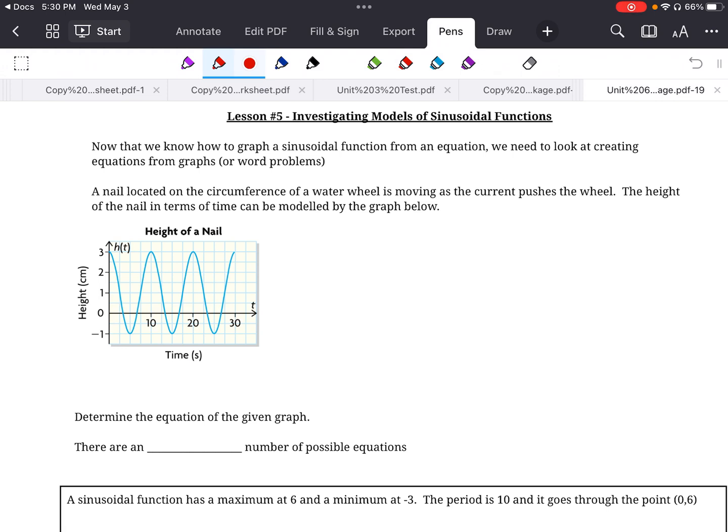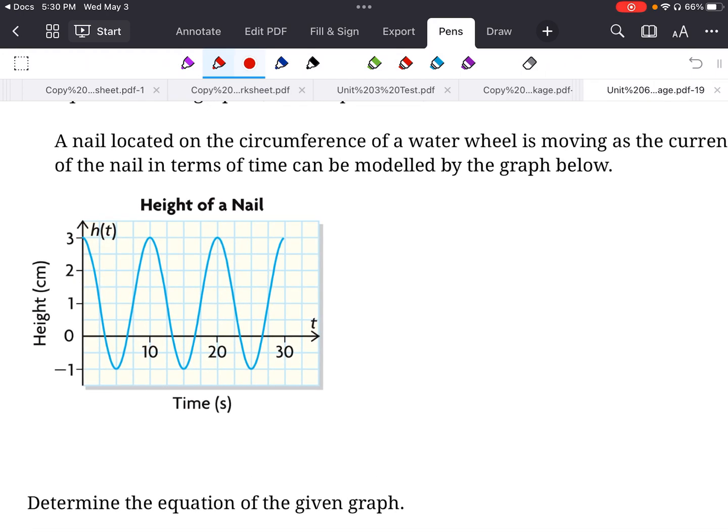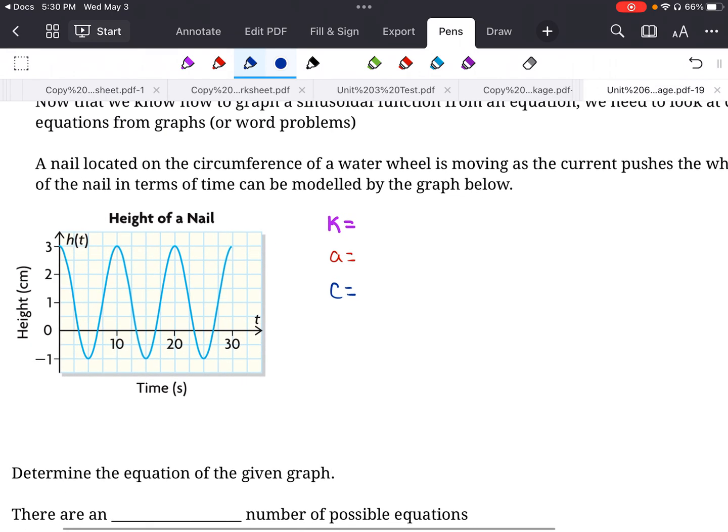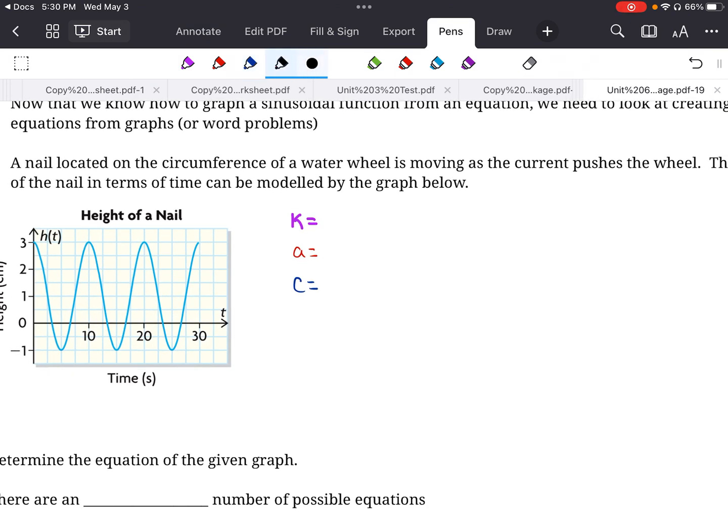So first one: a nail located on the circumference of a water wheel is moving as the current pushes the wheel. The height of the nail in terms of time can be modeled by the graph below. So writing equations from graphs, we have to know our k value, our a value, our c value, and we will worry about the d value afterwards. And we also have to choose a parent function.